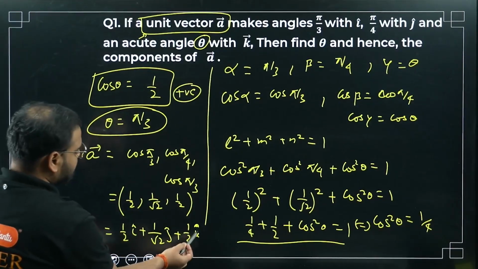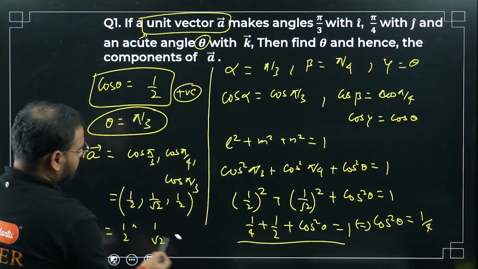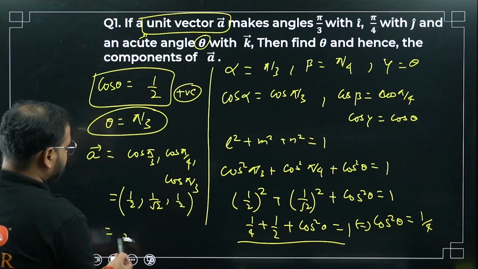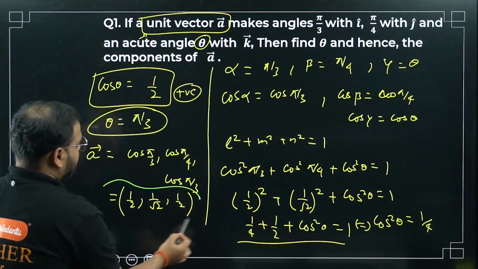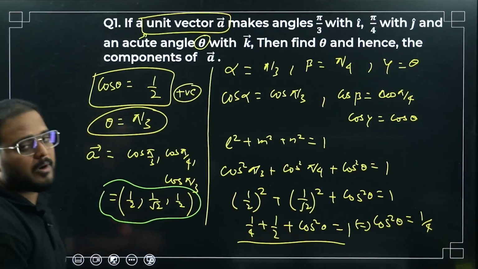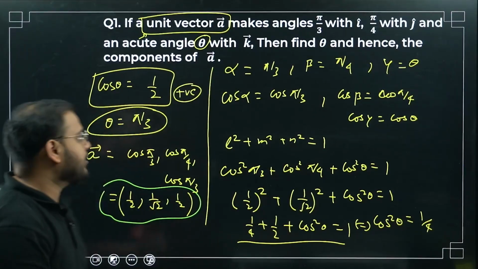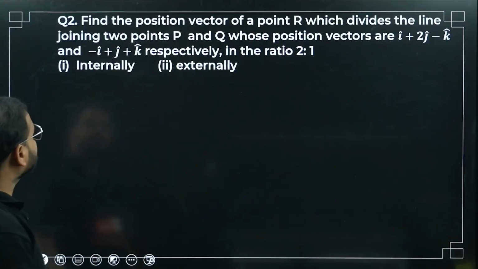So we don't have to write this in this format. Just the component. This is the final answer then. This is the final answer over here: 1 by 2 comma 1 by root 2 comma 1 by 2. Okay. So let's move on to question number 2.